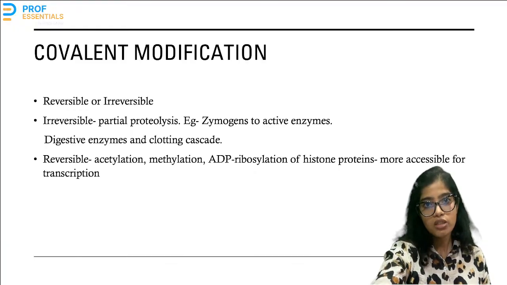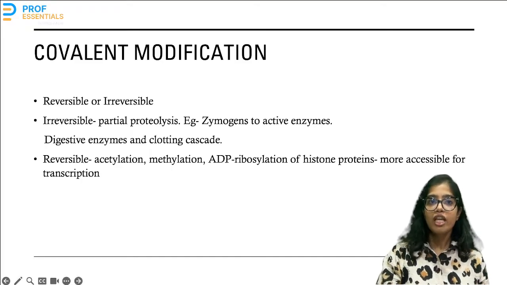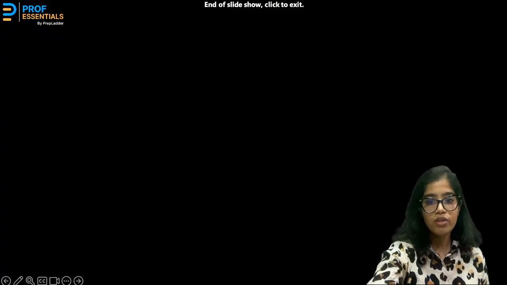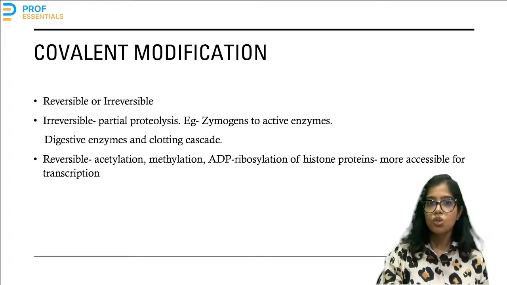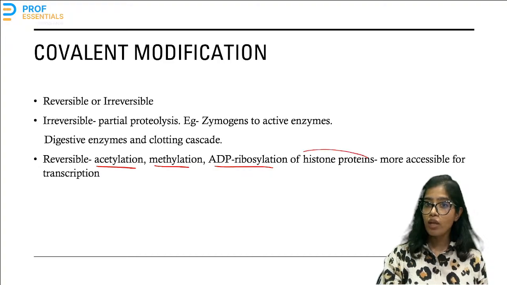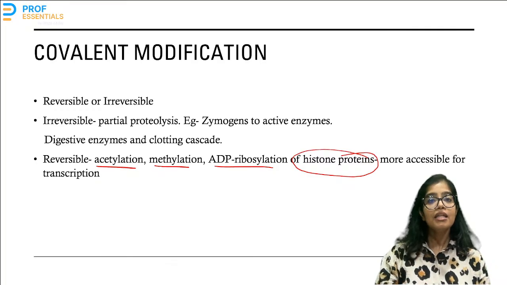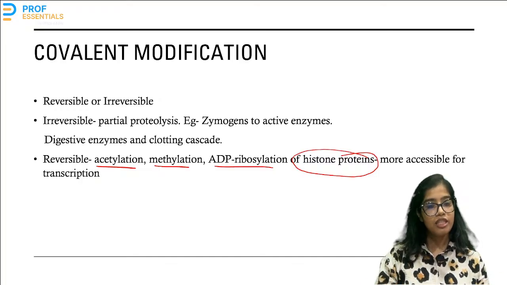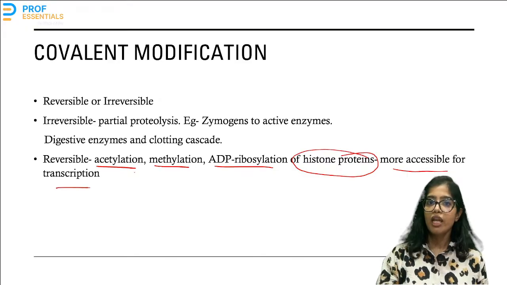Next was, how do you change the intrinsic activity of an enzyme? By covalent modification. Covalent modification again can be either reversible or irreversible. Reversible covalent modification is where you add certain groups like acetylation, methylation, ADP ribosylation of histone proteins, an important example, or post-translational modification. These covalent modifications increase the susceptibility of the enzymes for action. Here, the histone proteins will become more accessible for transcription by acetylation, methylation, ADP ribosylation.